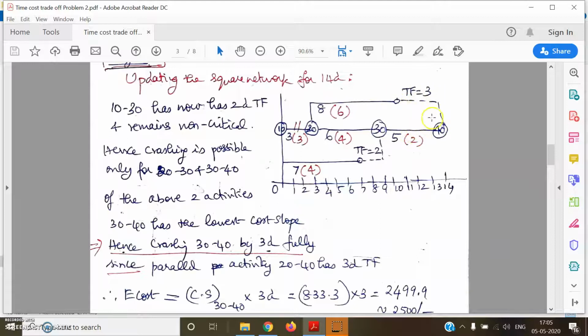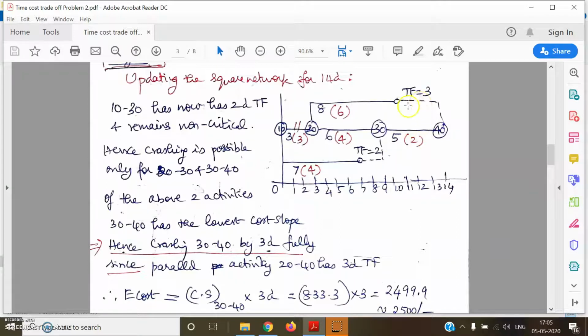Are you able to understand this, students? I'll repeat once again. 30-40 is the critical activity which has the lowest cost slope compared to 20-30, and therefore we are going for crashing 30-40. 30-40 can be crashed by 3 days: from 5 days, I can bring it to 2 days. That means 3 days of crashing is possible.